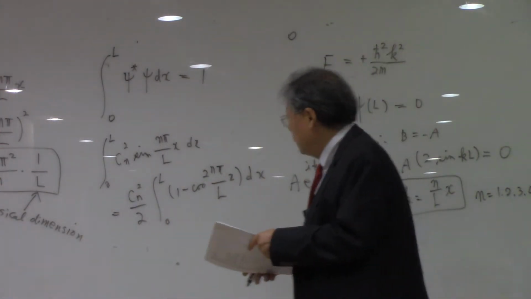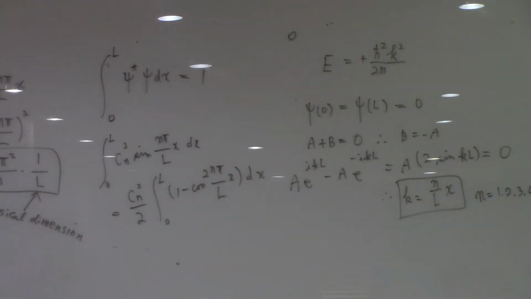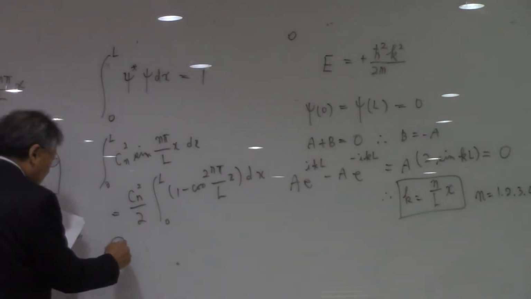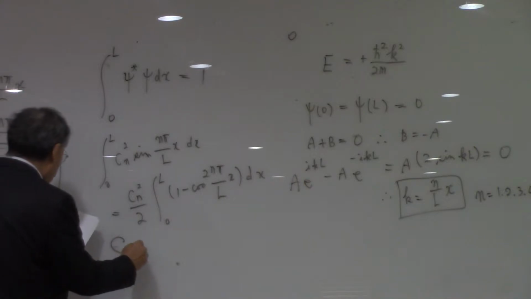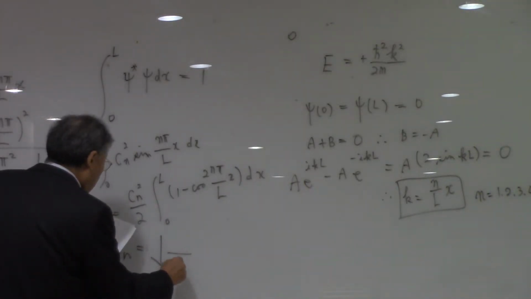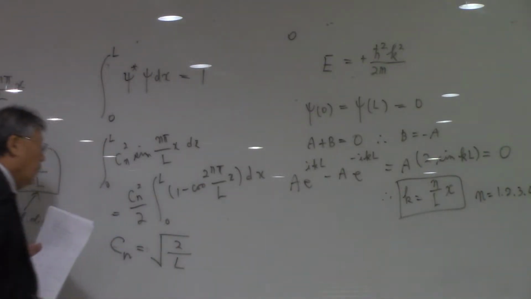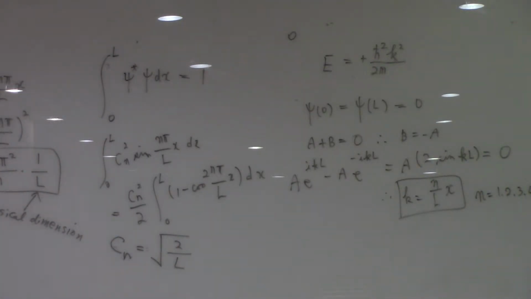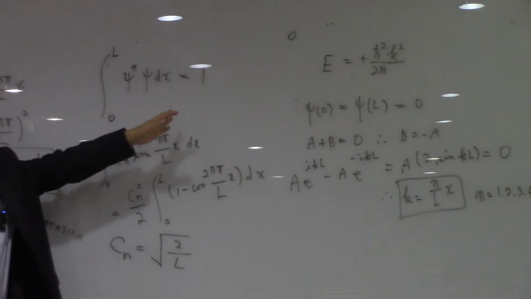And we know this integration, so that Cn is square root of 2 over L. There is a normalization factor to make the psi a probability of finding a particle. The probability should be 1, right?